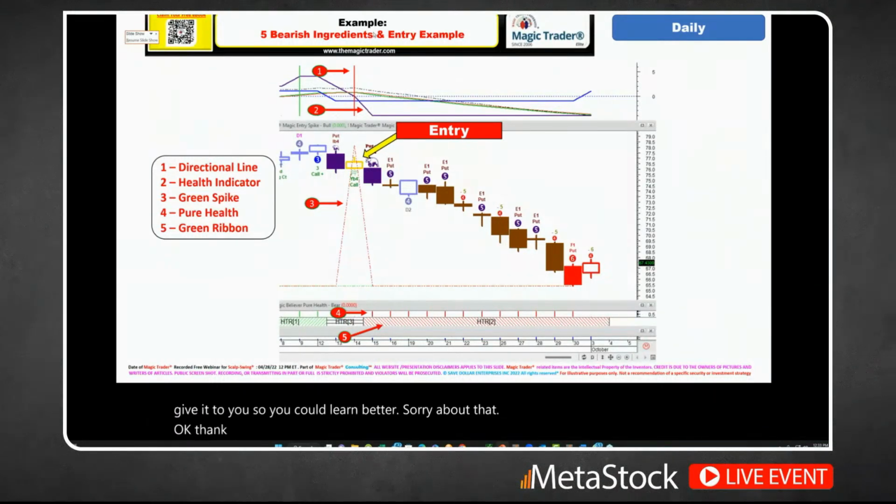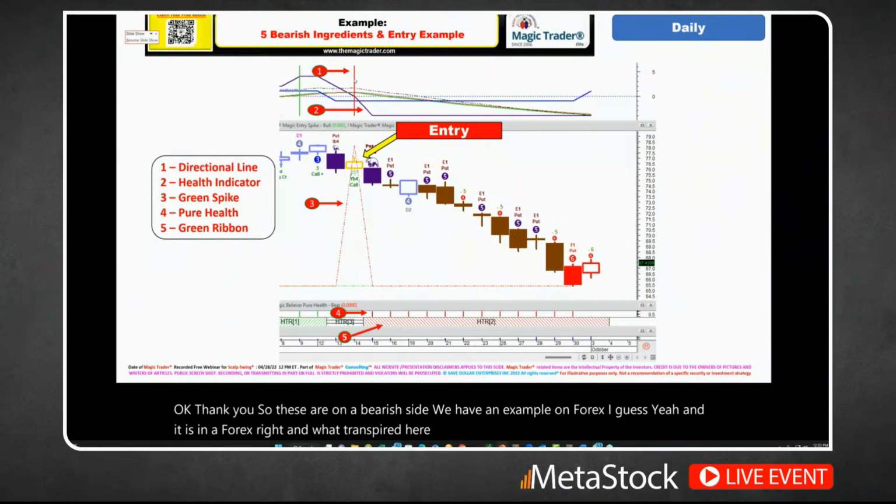So these are on the bearish side. We have an example in Forex, I guess. Yeah, it is in Forex, right? And what transpired here is the same thing, but in the opposite direction, where a vertical line, which is a direction line, came in.